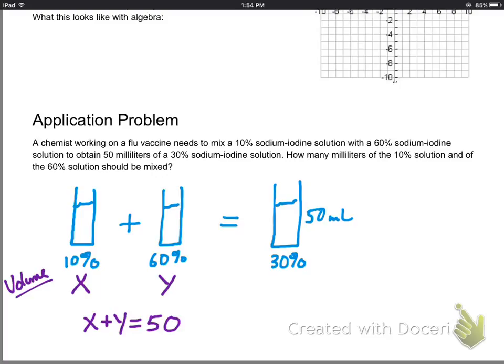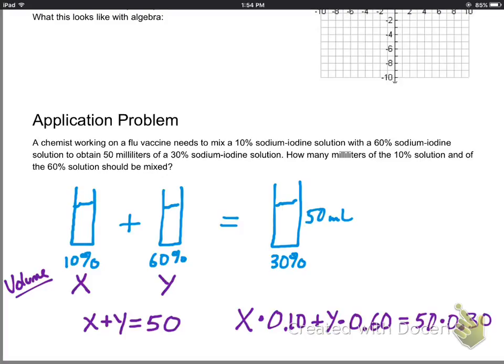Well, you know that 10% times x, that's going to be how much sodium iodine there is in the first beaker, and then in the second one, y times 60%, also known as 0.6, is going to be how much sodium iodine there is in the second. And you know that the amount of sodium iodine in the third, in our final mixture, needs to be 50 milliliters times that 30%. So this is what gives you the other equation. The amount of sodium iodine that you start with, that you combine together, needs to add up to the final amount. So you see we have two equations.